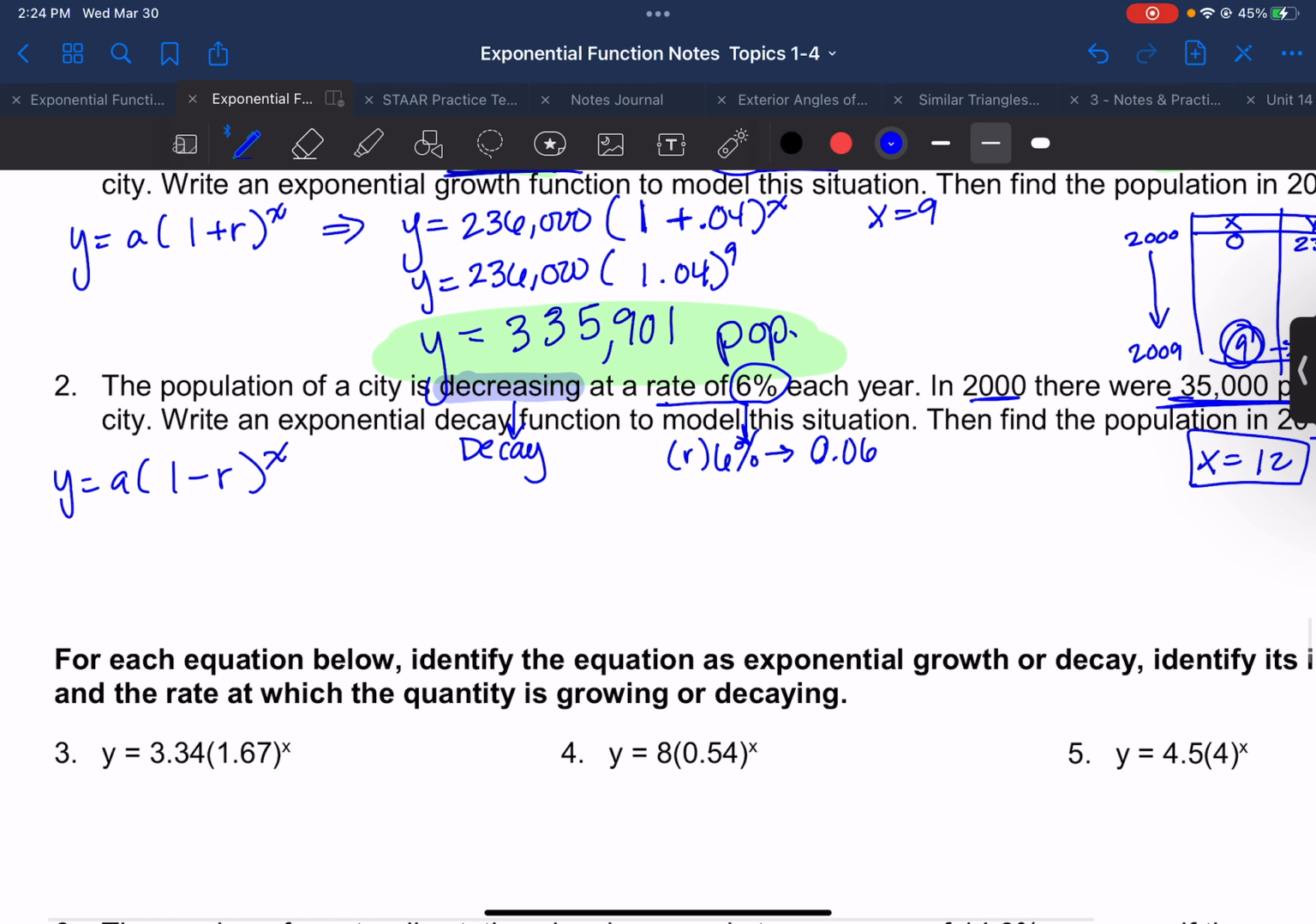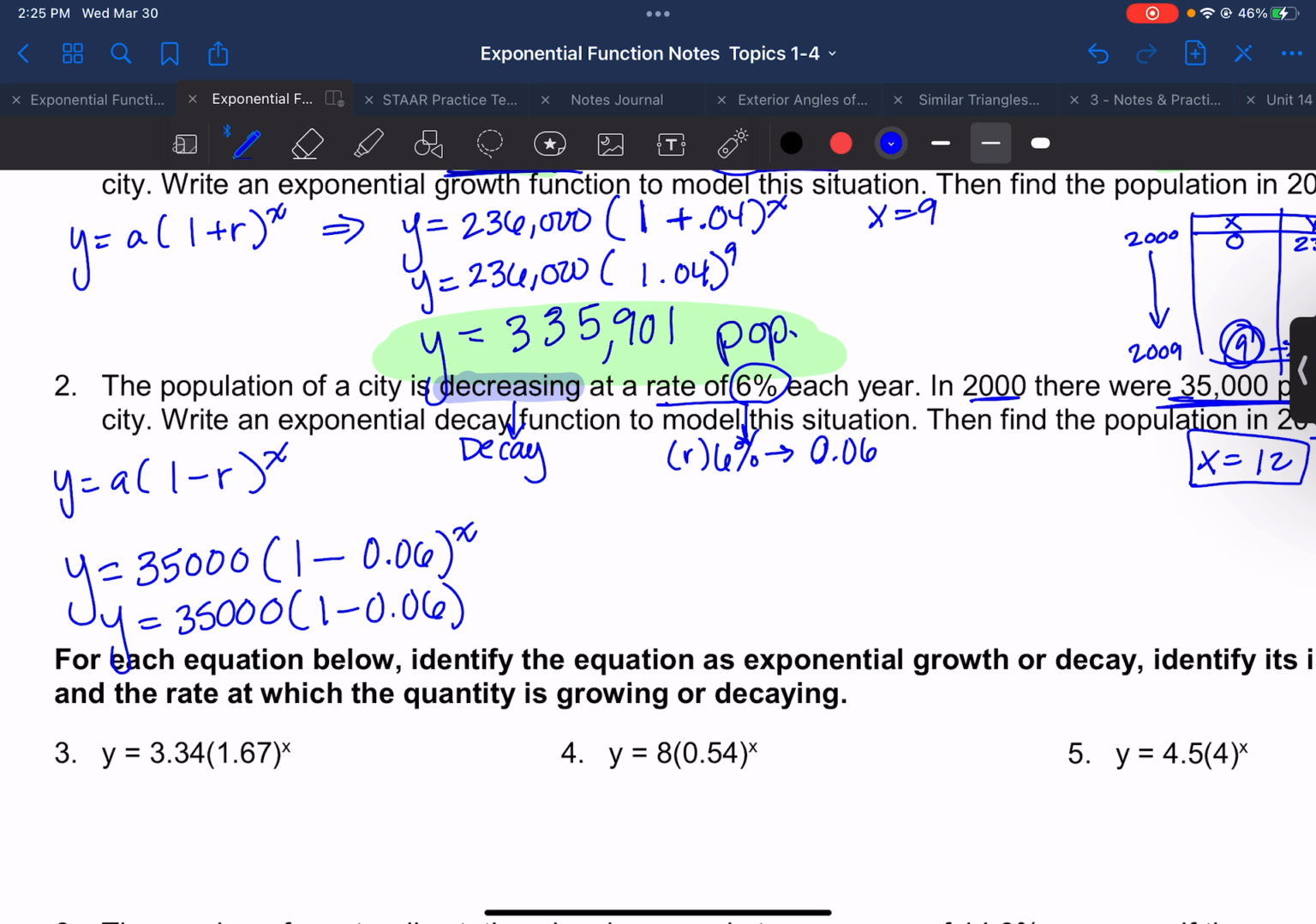All right, so it's going to be y equals, my original initial value was 35,000 times 1 minus, what's my rate? The r value they gave me, 0.06, to the power of x. Now that I have that, we already know we're looking for x equals 12. So I can actually rewrite this, right? y equals, and I'll plug it in my calculator in a minute. All right, 1 minus 0.06.